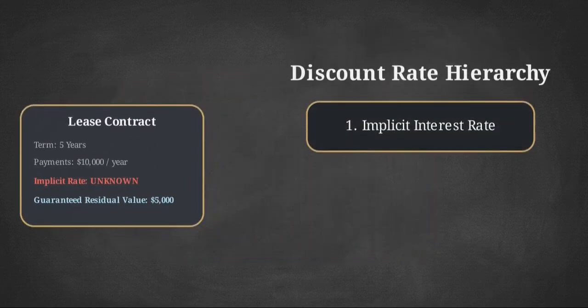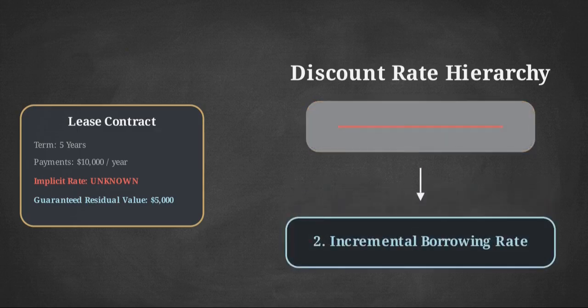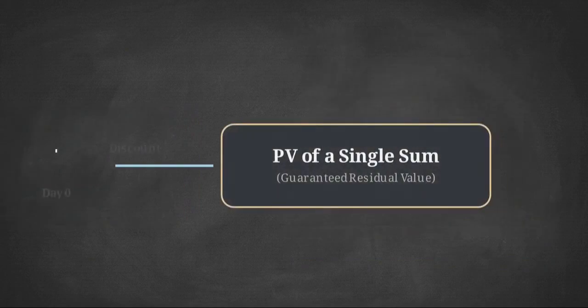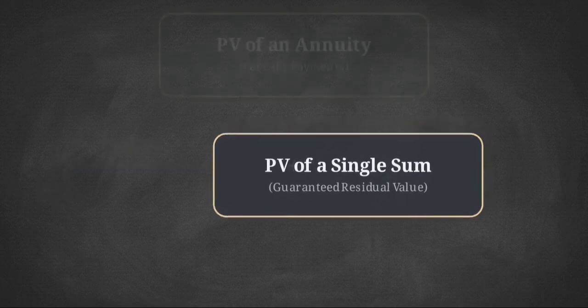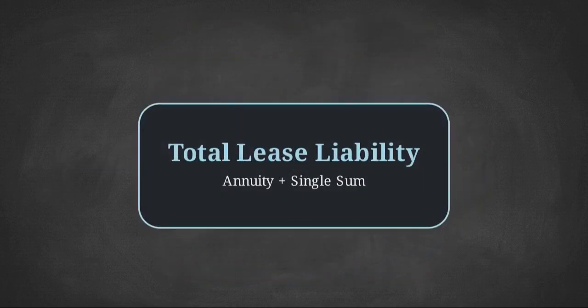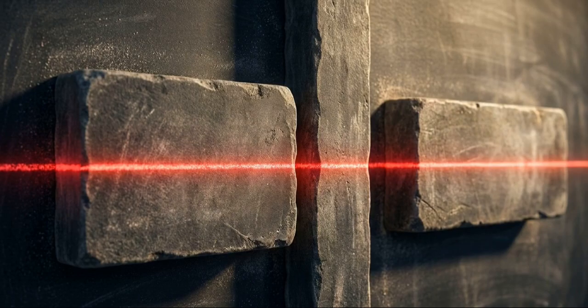IFRS has a strict hierarchy for discount rates. You always use the implicit rate if it is known. If it is unknown, the lessee must use their own incremental borrowing rate to discount the cash flows. To account for the guaranteed residual value, you take that final amount and discount it back to day 0 using the present value of a single sum. You add that figure to the annuity to define the new total lease liability. No matter how complex a lease looks, establishing the liability always reduces to combining standard present value blocks like annuities and single sums, discounted at a single allowable rate.